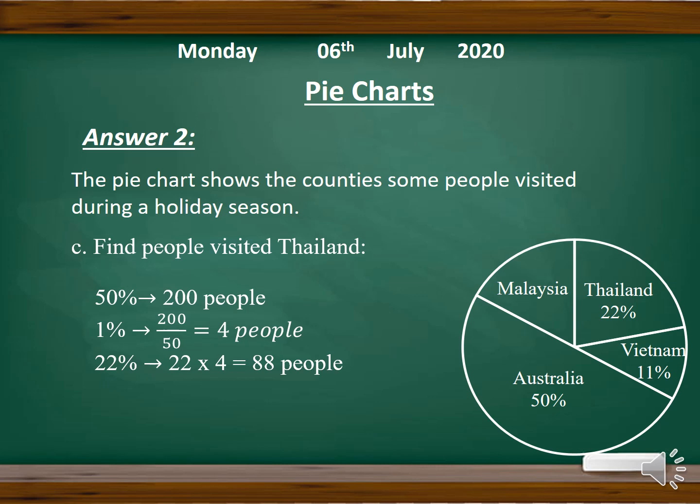Move to find 22%, we have to take 22 multiplied by 4. It means that 22 multiplied by the answer of 1%, which is 4. So 22 multiplied by 4 is equal to 88 people. So we can answer 88 people visited Thailand.